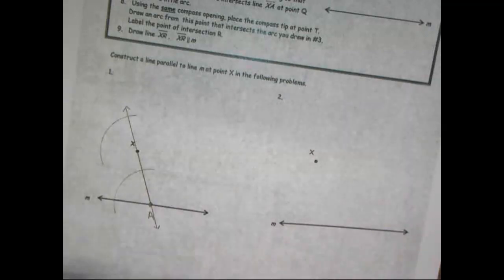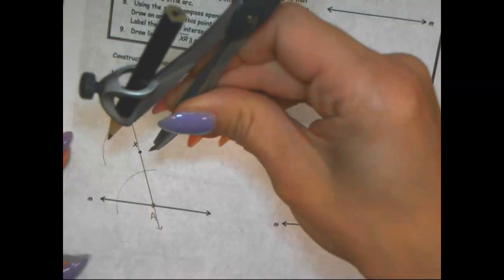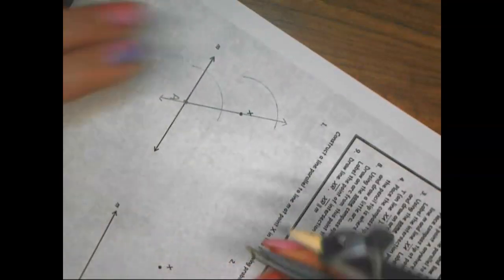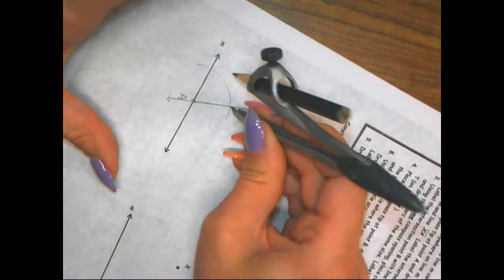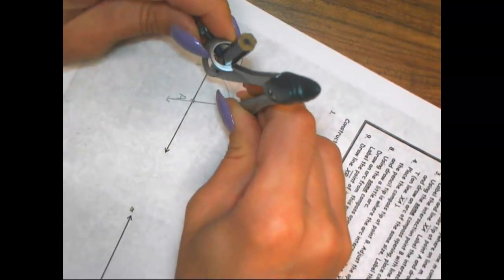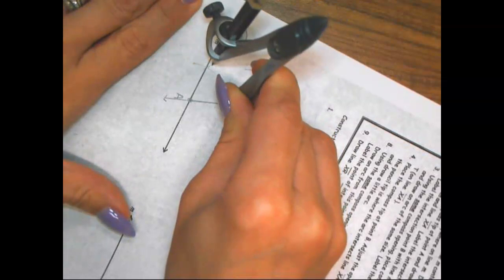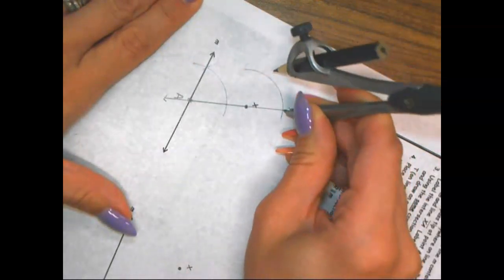And now I'm going to measure the opening of this angle. I'm going to turn this. Sometimes you've got to turn your constructions. So it intersected this line here, and it intersected right here. So I'm measuring that width right there. And I'm going to make that same mark right here.